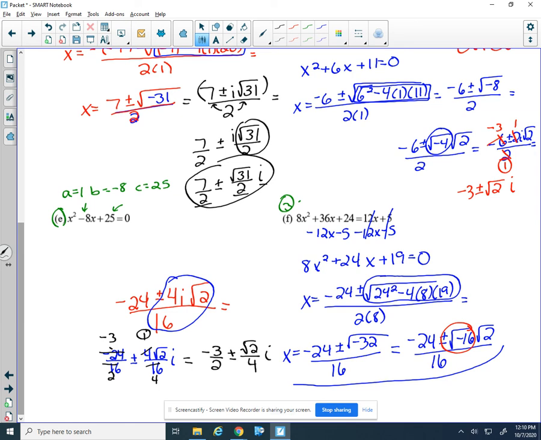And if you were typing it on Delta Math in a plus bi form, this is the problem with a bunch of arrows all over the page, sorry about that. This is negative 3/2 minus radical 2/4 i would be your one answer, comma, negative 3/2 plus radical 2/4 i. And it does not go further than this. This is the most complex things are going to get.